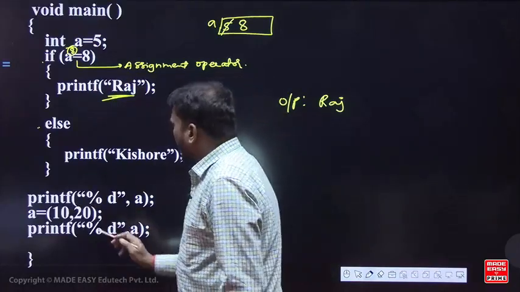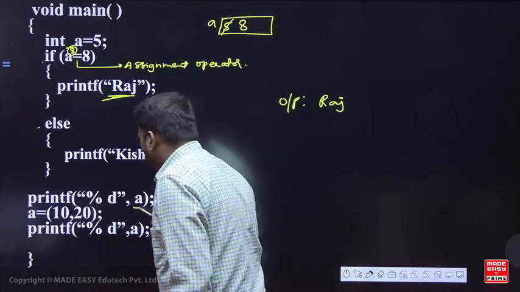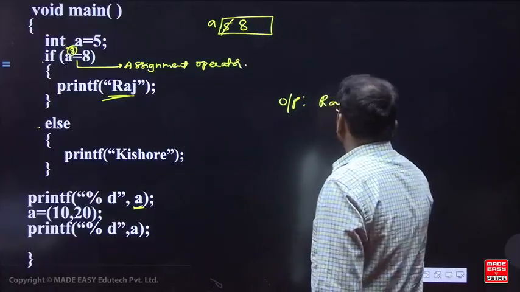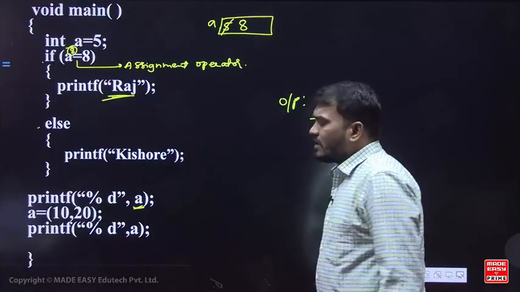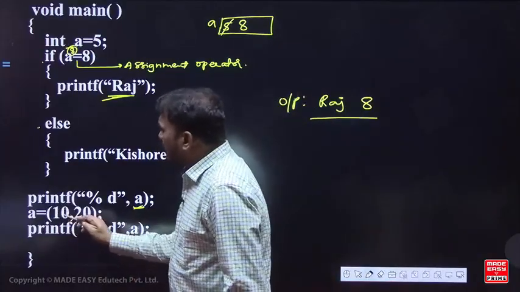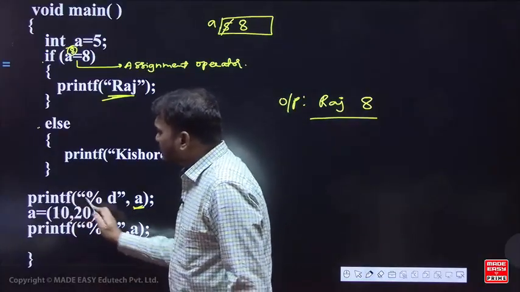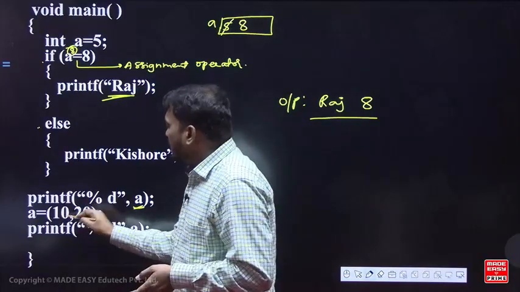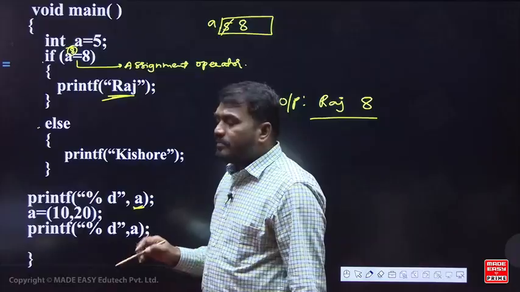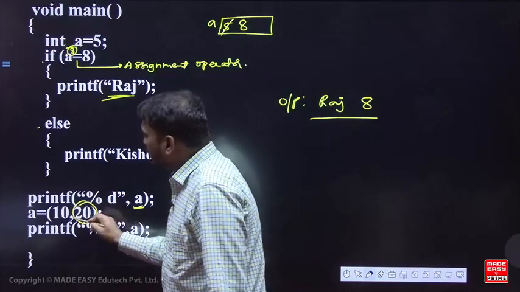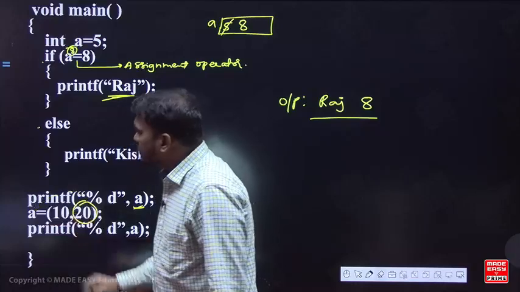Raj will be printed. And next, when I say print %a, tell me what the value of a is in memory now. A value is 8. So next it will print 8. After that you are saying a equal to 10 comma 20. If you assign like this in the bracket, 10 20, remember the latest value, the last value whatever you write after the comma, will be assigned to a.